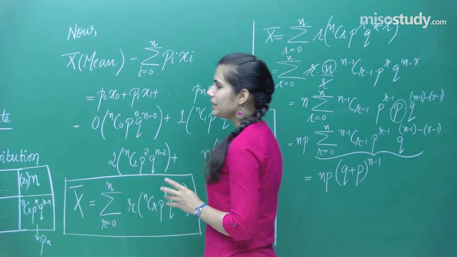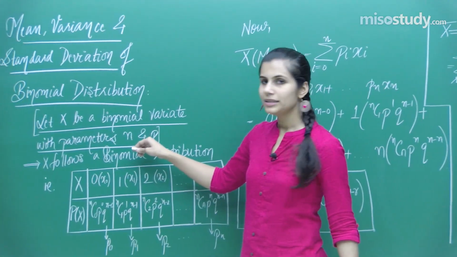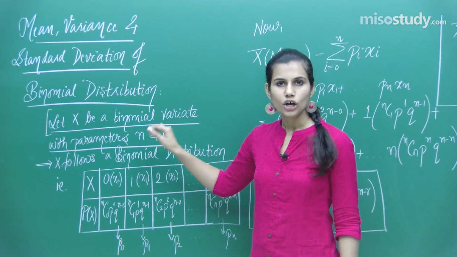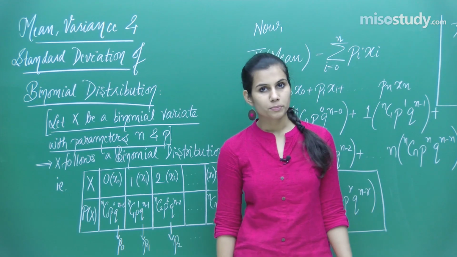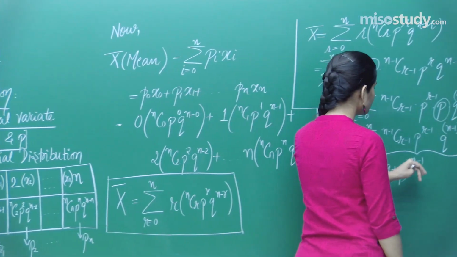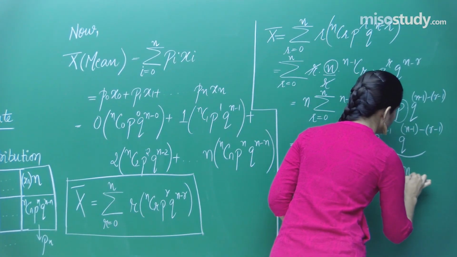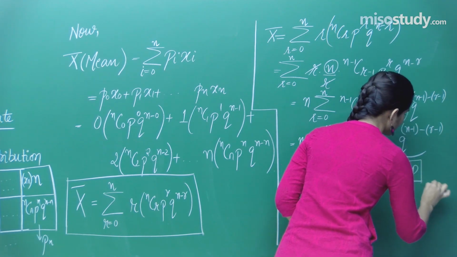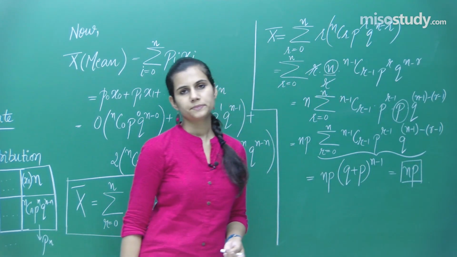But we know that P plus Q is 1. Why? Because P is the probability of getting success in each trial, so 1 minus P is Q. So P plus Q is 1, and 1 to the power N minus 1 is 1 only. And this is your mean.